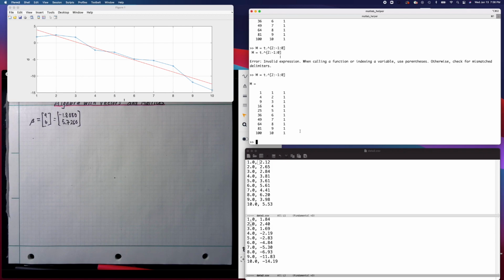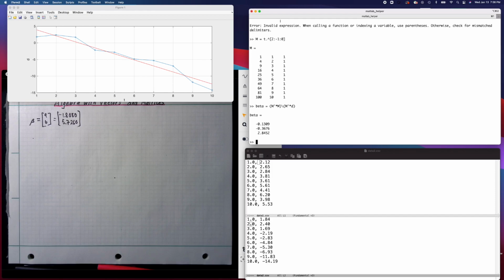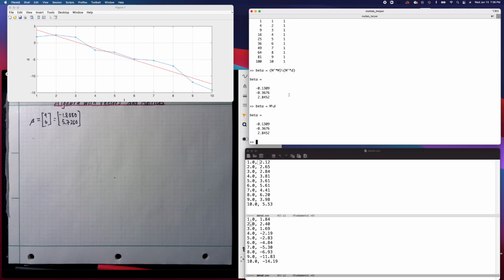All right, now let's construct our beta. That should be M. We can just do M backslash d, that would work. But let's use the explicit formula, M prime star M slash M prime star d. And this is our 3 values of beta for this model. Again, just to convince you that M backslash d also produces the least squares, or the normal solution to the normal equation, I could do it a second time, we get the same answer.